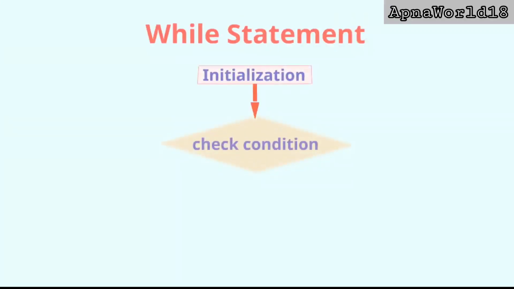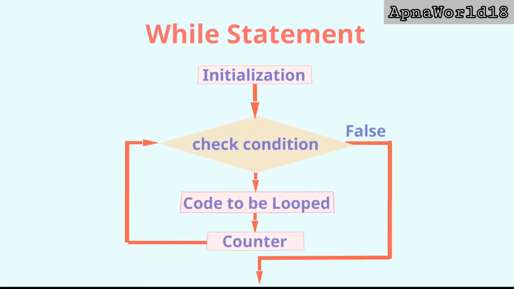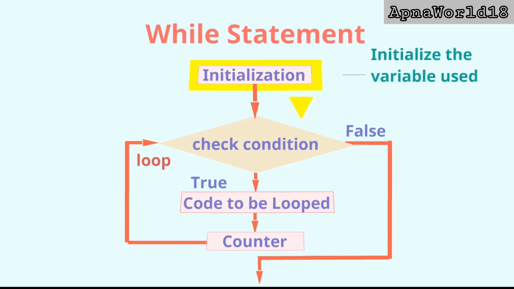Let's start by learning how to write a while statement. While statement is a looping construct that executes a block of code while a condition is true. It has four parts. First is initialization, which is actually outside the loop. Before you enter the while loop, you need to ensure that you have a count variable or a condition variable initialized so you can enter the loop in the first place.